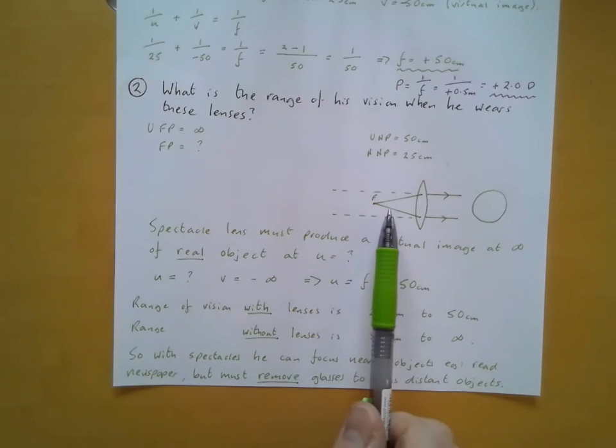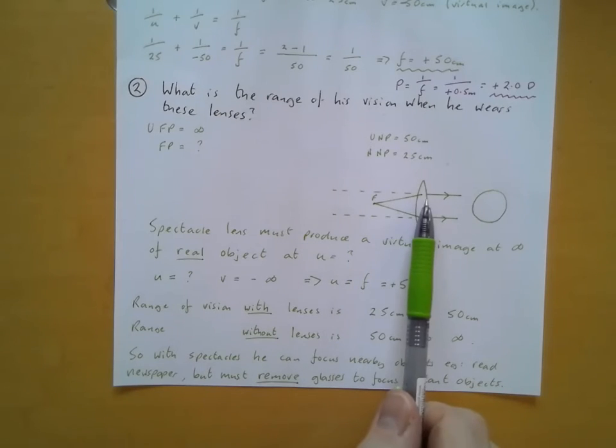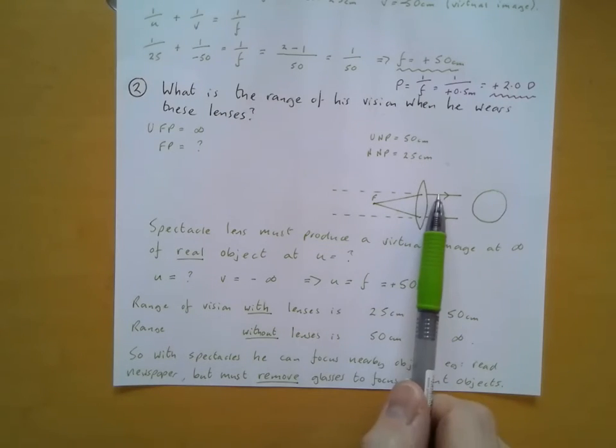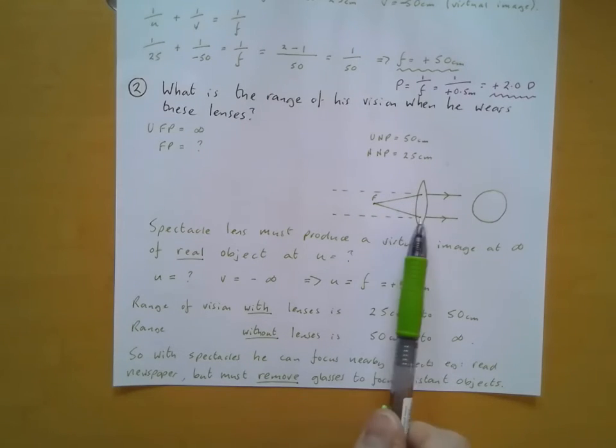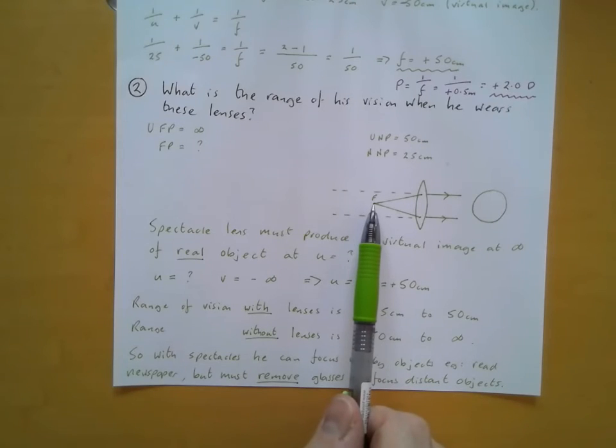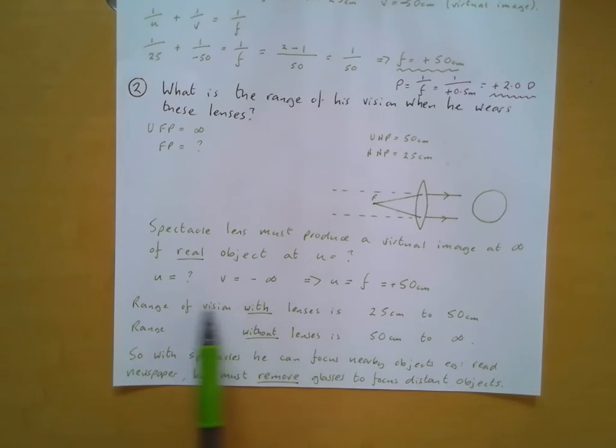Now, in that case, where does the object have to be? Well, if the image is at infinity, the emergent rays are parallel, and therefore the object must be placed at the focal point. And therefore the object distance is equal to the focal length, which is 50 centimeters. If you don't believe that, you can use the lens equation to prove it, because we know what f is, we know that v is negative infinity, and we need to solve for u.